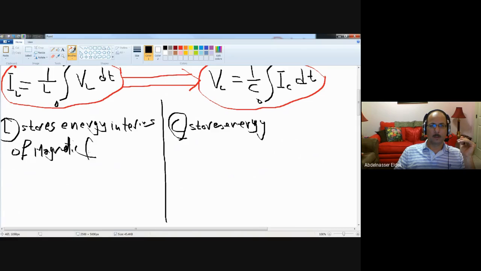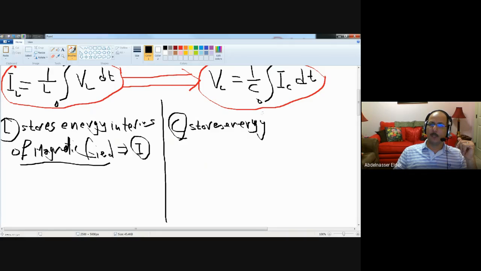Magnetic field, which is related to the current. When you have a current in the inductor, you create a magnetic field. So the inductor stores energy in terms of magnetic field, which is related to the current.